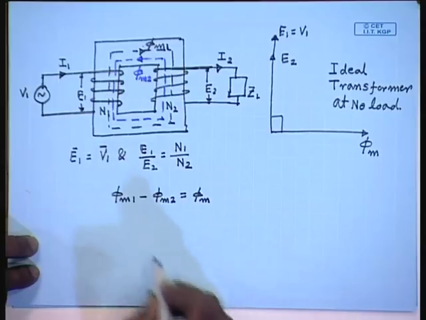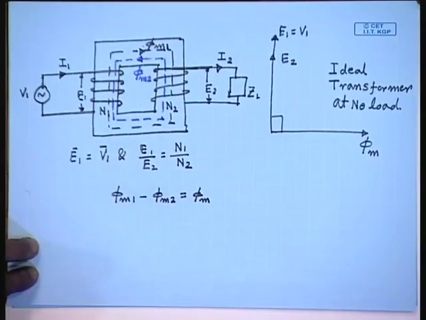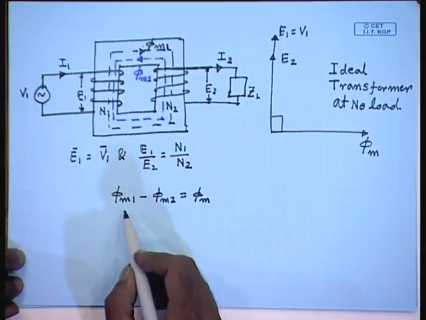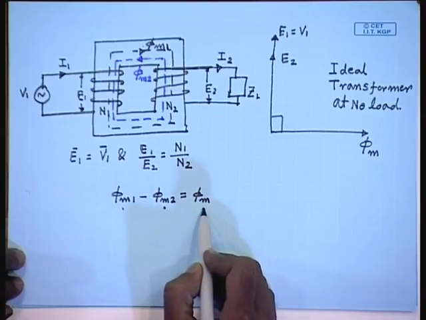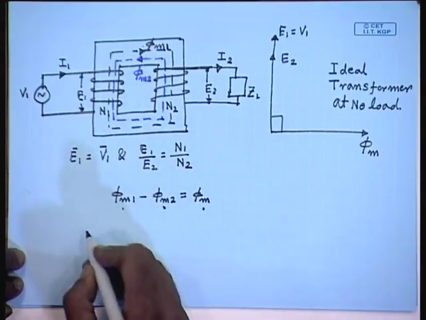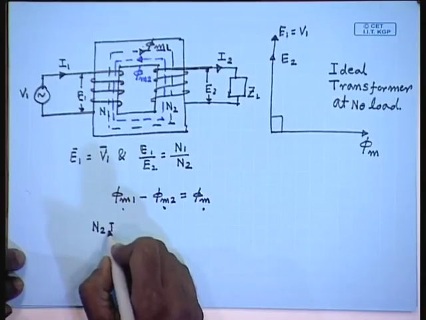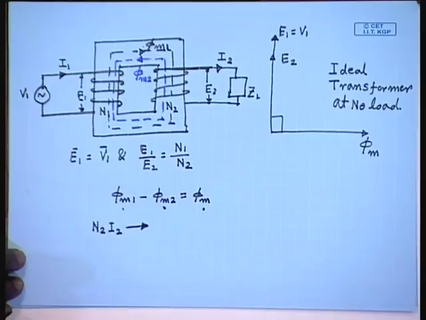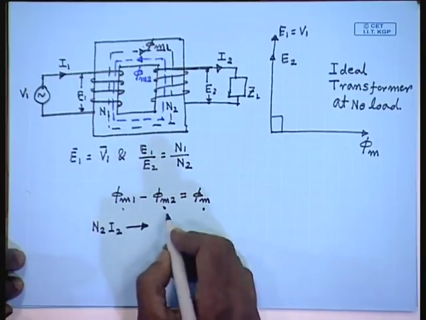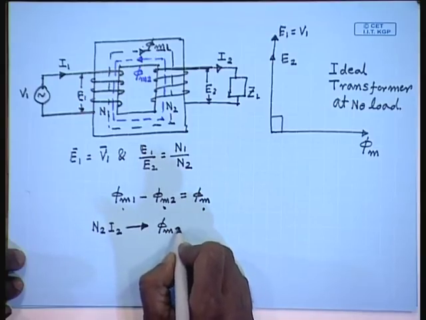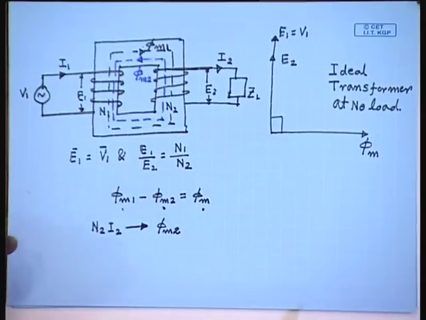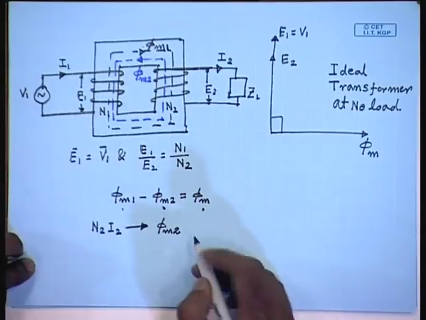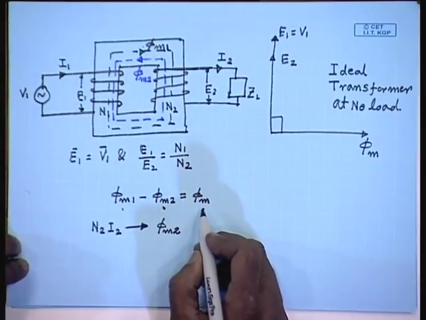Obviously, if phi m1 minus phi m2 is the same as phi m, then phi m2 is produced due to an ampere turns of N2 I2. The ampere turns N2 I2 produces the flux phi m2. Therefore, this ampere turn must be cancelled by the ampere turns of the primary coil, so that the net flux still remains at phi m.